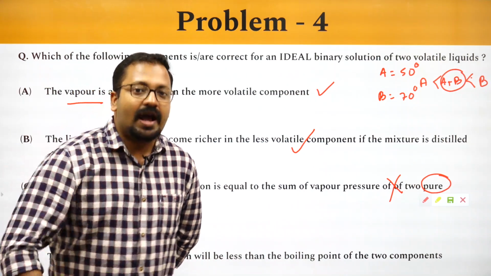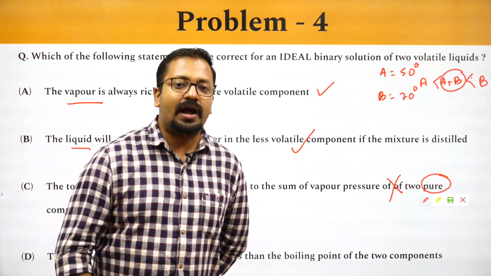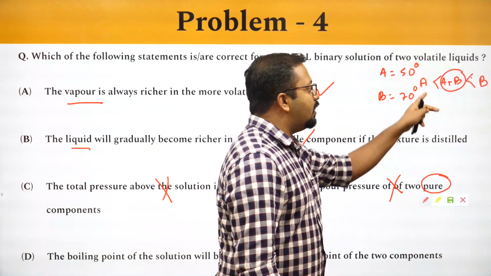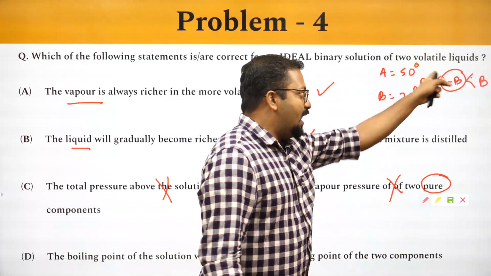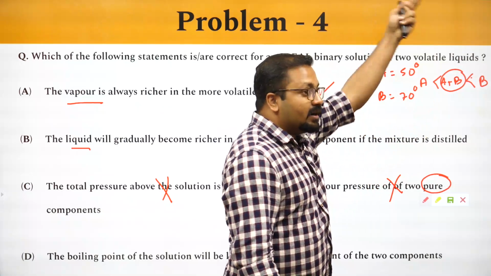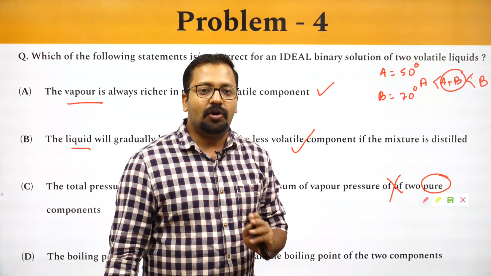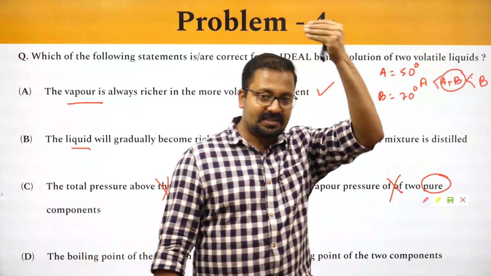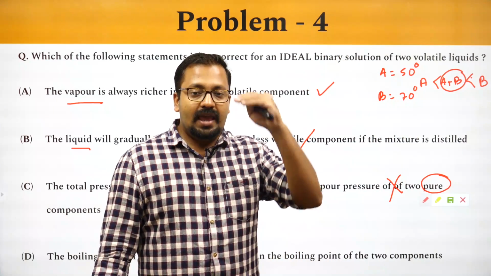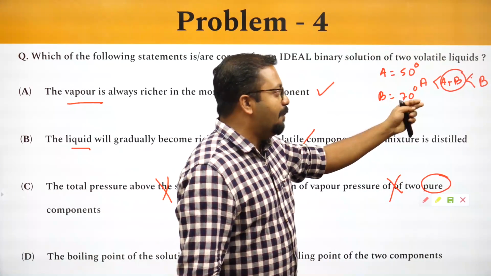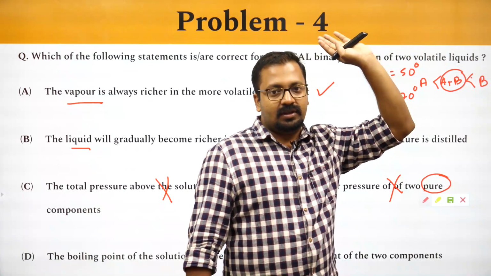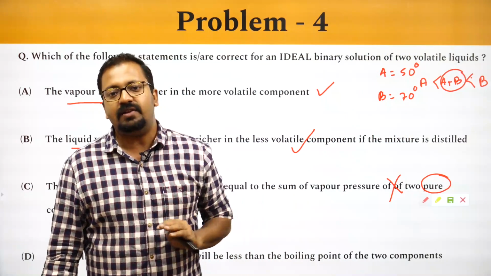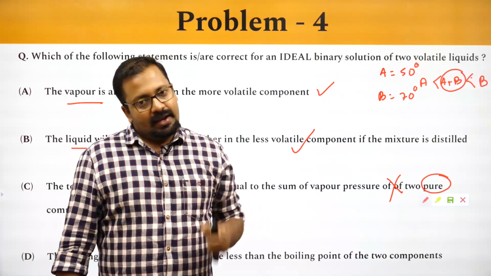But if it is non-ideal, then A plus B will be even smaller than A, or A plus B can be even greater than that of B. Okay, if it is non-ideal, then the boiling point of A plus B will be even lower than A, or it can happen that it is more than that of B. Either of the two cases, that is the reason we call it positive deviation, negative deviation, and this we'll read in the next session.